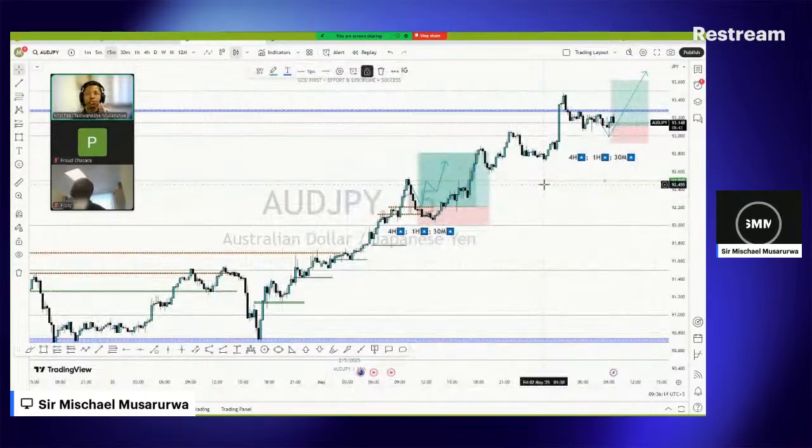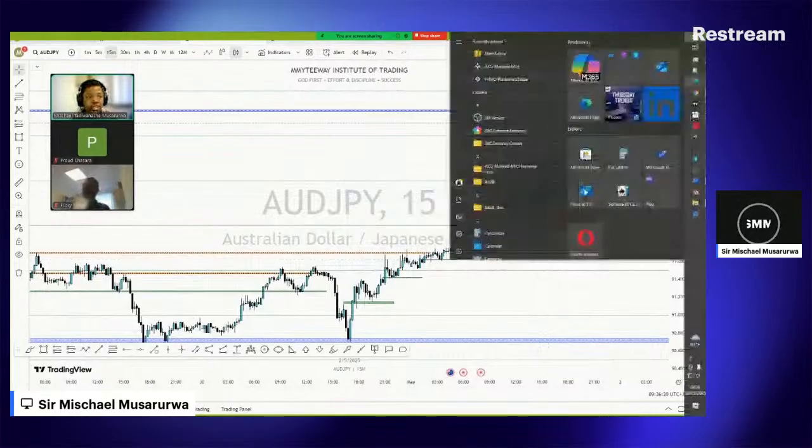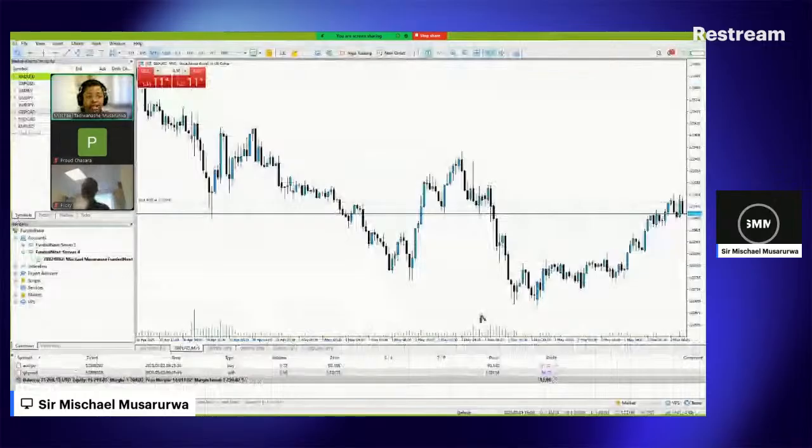So this is the analysis of the trades we are taking live right now. Now we are going to break down the trades that were taken yesterday and the whole week, because the whole week I was busy. I did not have time to show you what was going on. So let me show you guys that I'm in this trade. You can see GBP USD and also AUD JPY.